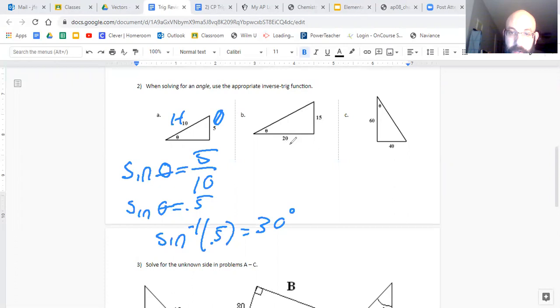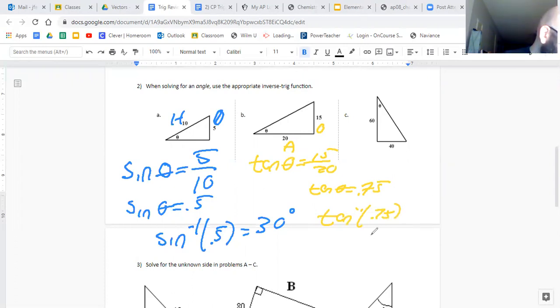If we look at this one, this is adjacent, this is opposite. O and A is tangent. So tan theta is opposite over adjacent, 15 over 20. Tan theta is 0.75. So the inverse tan of 0.75, 36.9 degrees.